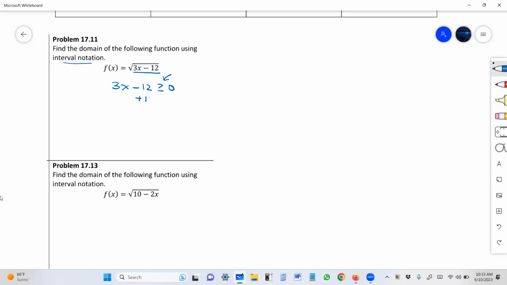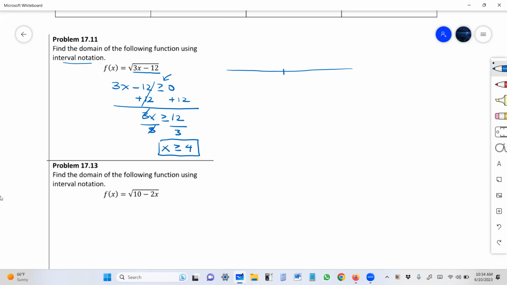We already know how to solve it. So I'm going to add 12 to both sides, and we're going to divide everything by 3. So this is the numerical answer: x greater than or equal to 4. This is not the exact answer format that we want. So now we have to write it in interval notation.